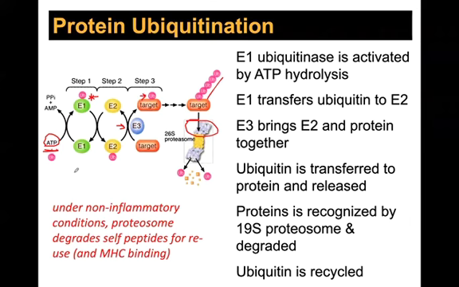Okay, so under non-inflammatory conditions, your cells are doing this all the time. And so the proteasome is degrading self-peptides. And a lot of that is just for recycling. So ultimately, these are broken down to individual amino acids and reused to make new proteins. But that changes during inflammation.